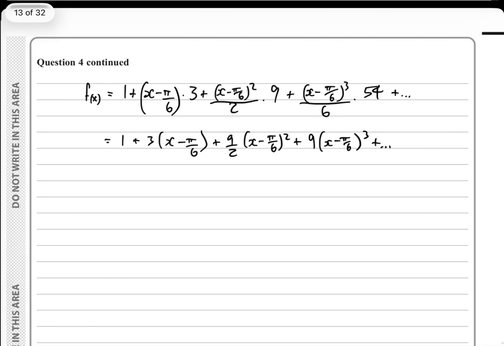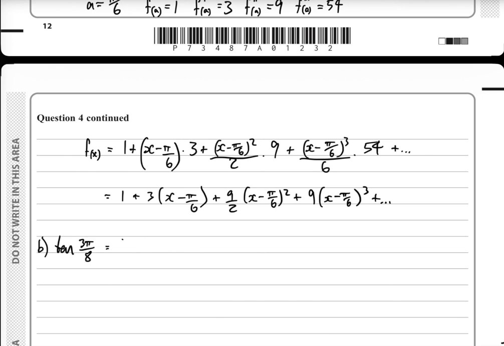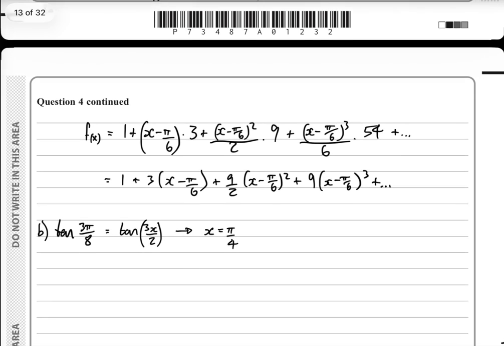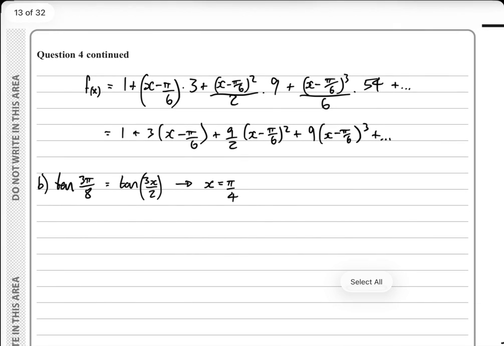Okay, tan 3 pi by 8, that has to equal tan of 3x over 2. That is telling us that x is equal to pi by 4. So if x is equal to pi by 4, then 3 pi over 8, putting that x value into the expression above.